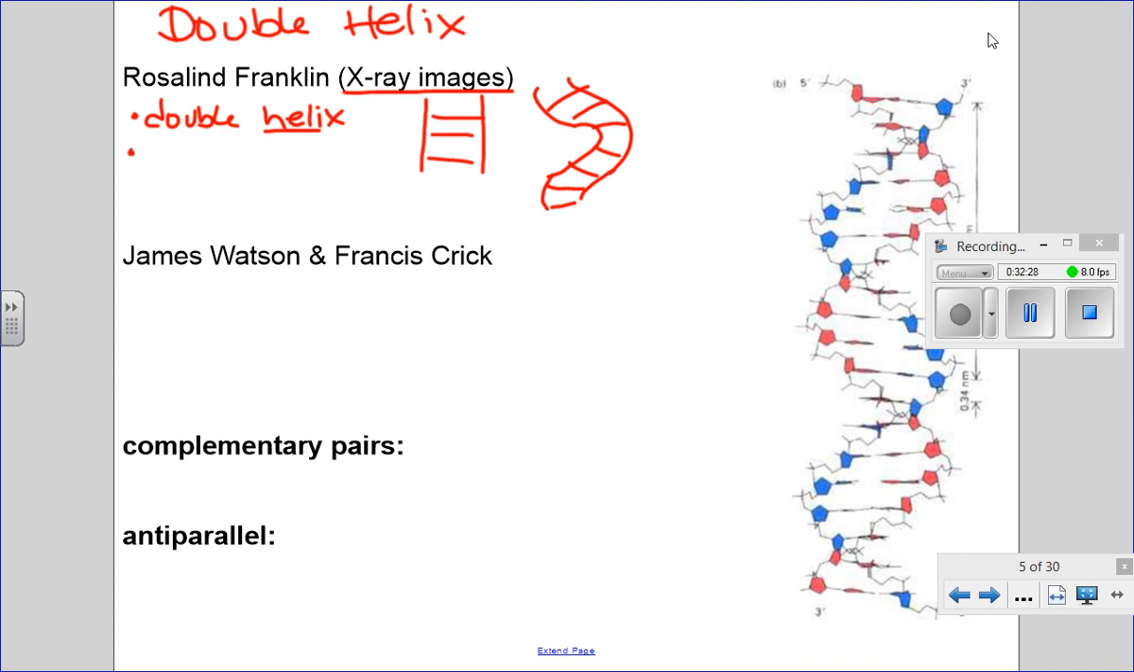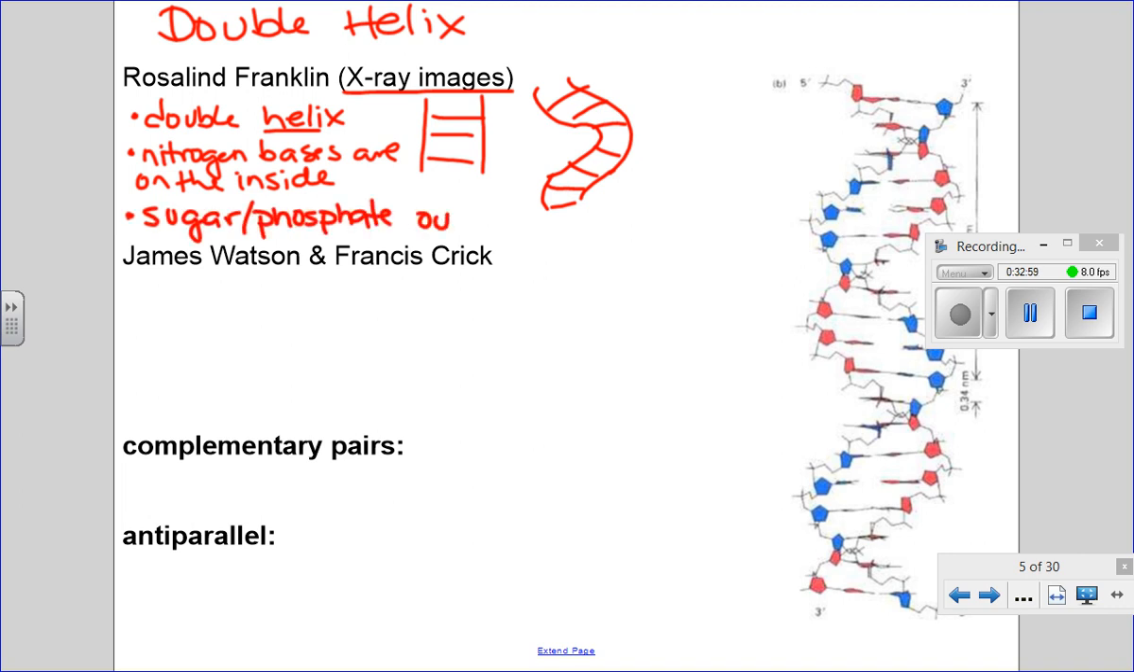We figured out that the nitrogen bases are on the inside. What she actually was studying was how it reacted with water, and that helped her determine this part. And the nitrogen bases, because they're on the inside, that means the sugar and the phosphate is on the outside.